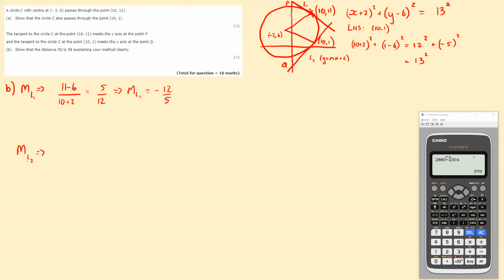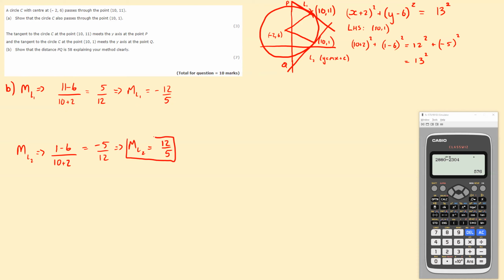So on the next one, for L2, it's now 10 and 1. So 1 minus 2. Oh, I said 1 minus 2 there. I meant 1 minus 6, divided by 10 minus minus 2. So this gives me minus 5 over 12, which implies the gradient for L2 is equal to positive 12 over 5. And so these are the two gradients we're going to use.